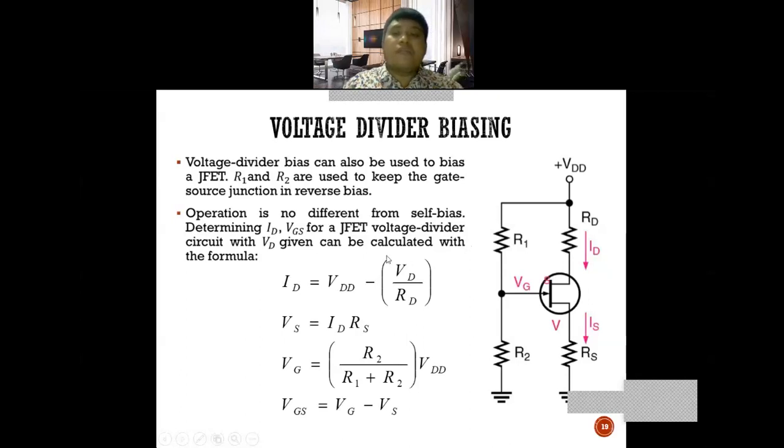So for the voltage divider biasing, you can use the formula ID equal to VDD minus VD, divided by RD. So Vs equals ID times RS. So the Vg is R2 over R1 plus R2 times VDD. This is the voltage divider formula. And VGS equals Vg minus Vs.